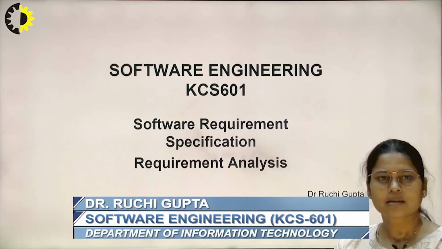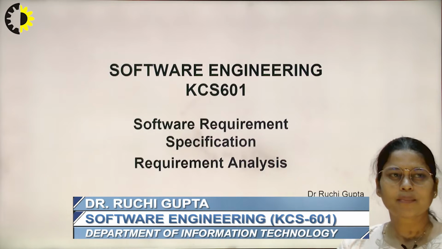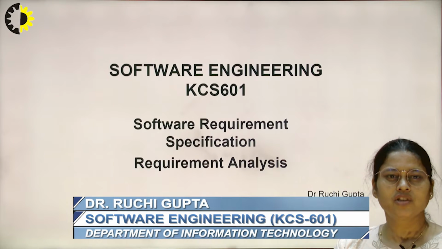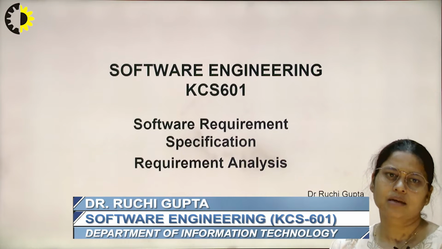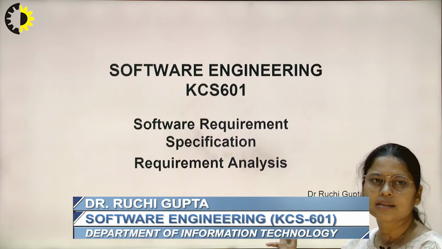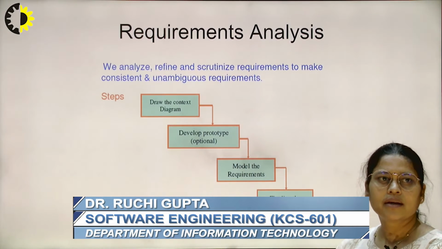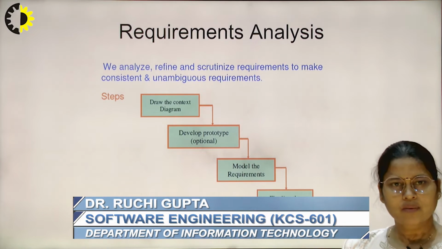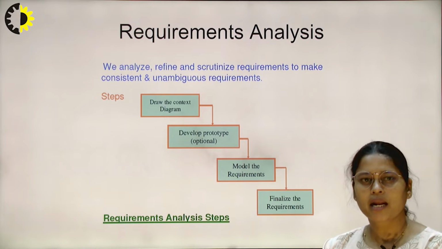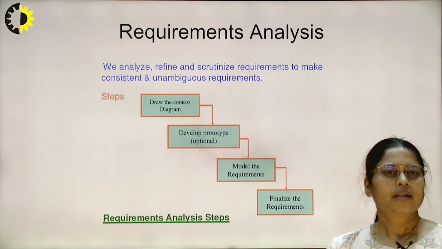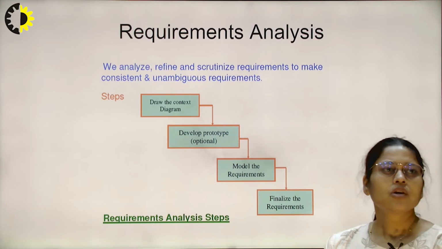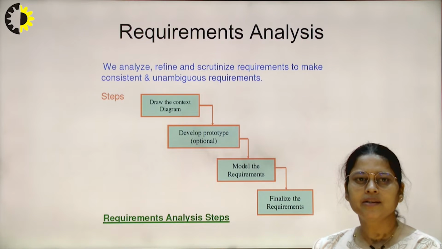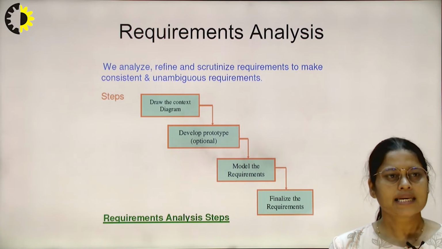Today we will discuss the topic software requirement specification, that is one step of the requirement engineering phase, that is requirement analysis. As I have already discussed in my previous lecture, requirement engineering has 4 steps: requirement elicitation, requirement analysis, requirement review, and then final requirement verification. Requirement analysis is the second step of requirement engineering that is used for preparing the SRS.